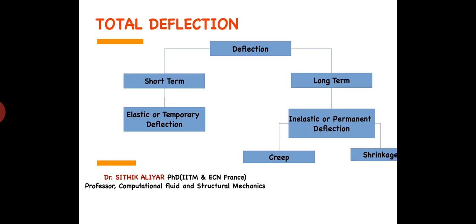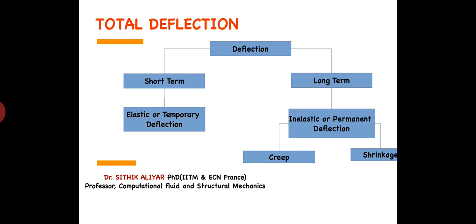The total deflection can be of two types: short term deflection or long term deflection. Short term deflection is when I am walking over the beam; the deflection will be temporary, right? I am moving out, I won't be standing for a long time, so that is temporary or elastic deflection. Long term deflection is permanent. It will be there for a long time. That is because of two cases: creep and shrinkage.